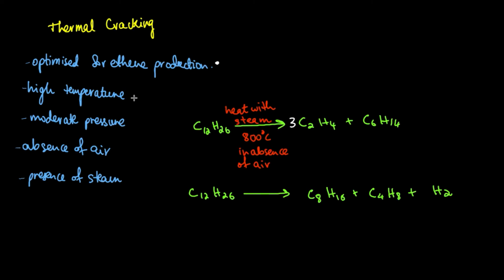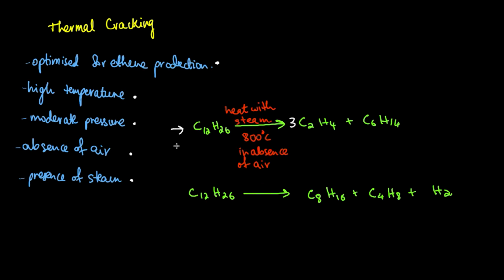Another condition is that there must be high temperature and moderate pressure to carry out thermal cracking. Now, a very important point is that air must be absent, there must be no air present, and there must be steam present in this reaction. That is the only way that thermal cracking can take place. Now, examples of this are given.